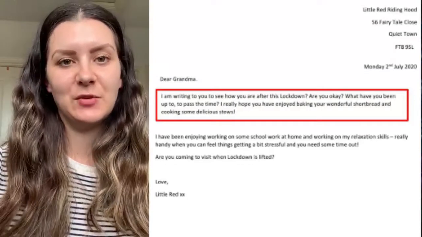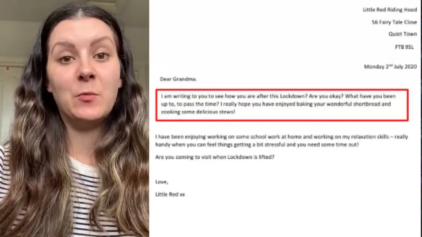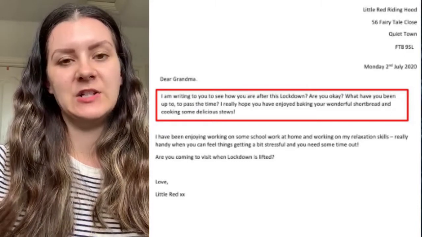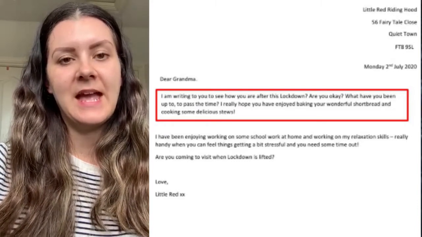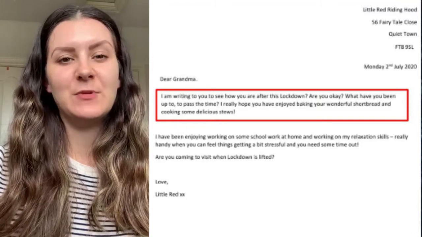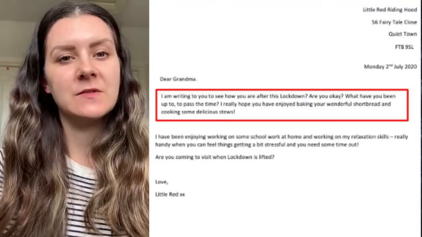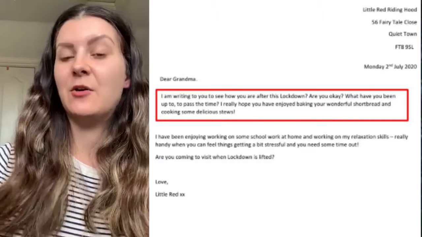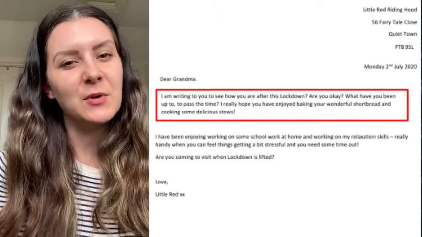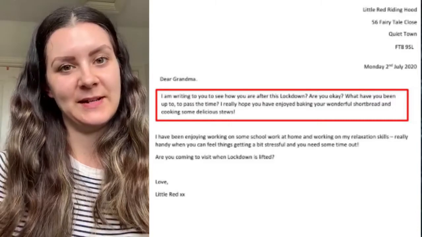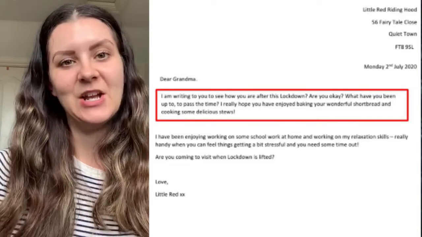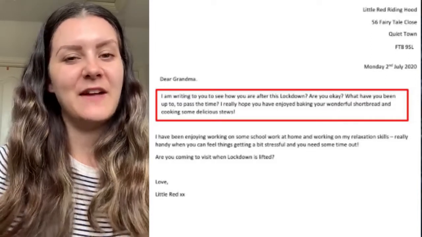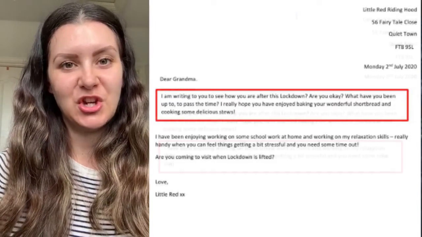The first section of your letter is going to be to explain why you're writing the letter. So in my example, we're asking Grandma how she's been getting on during lockdown. And what I've also done within that paragraph is I've asked her a few questions, because remember, it is nice for us to speak about ourselves and to tell others what we've been doing, but it is also quite nice to ask others what they've been doing and ask them how they've been feeling, just to make sure that we're thinking about other people and how they're feeling within certain situations too.